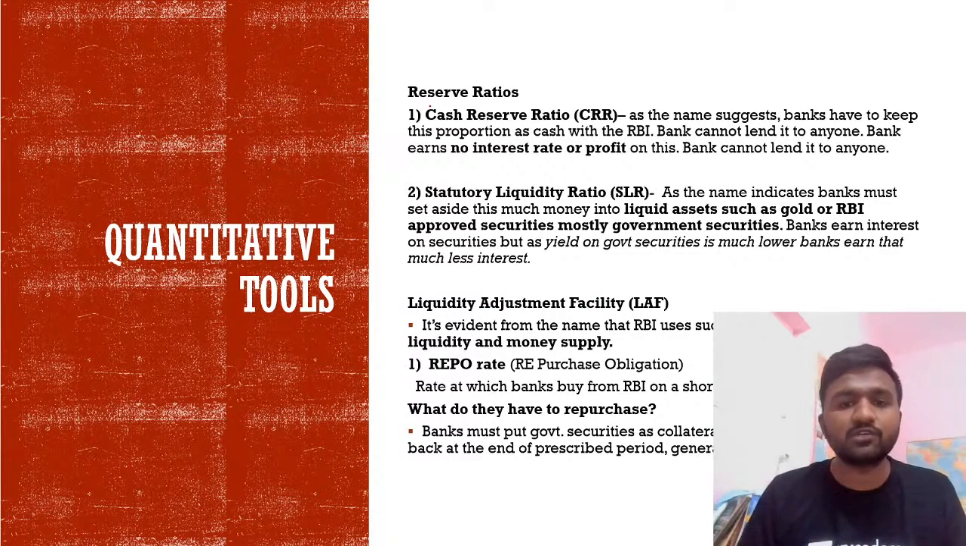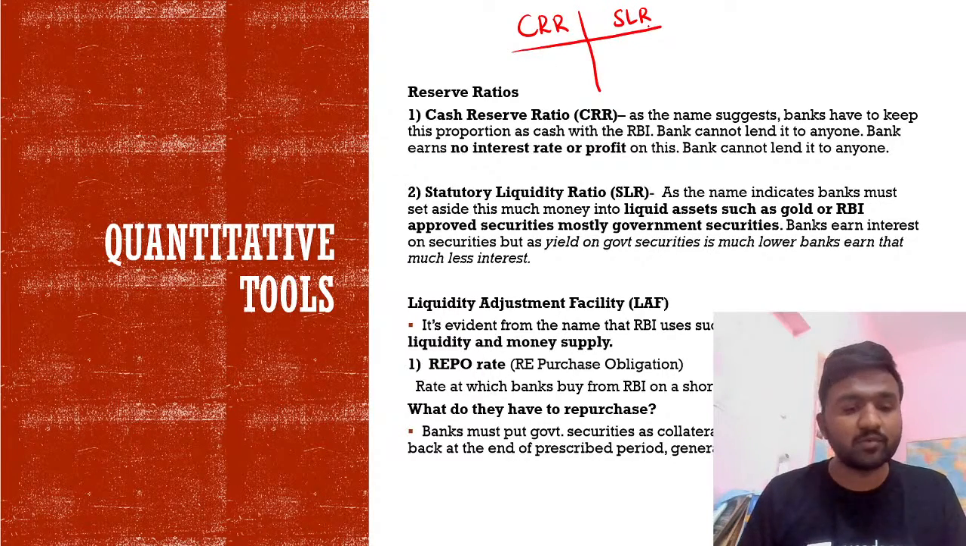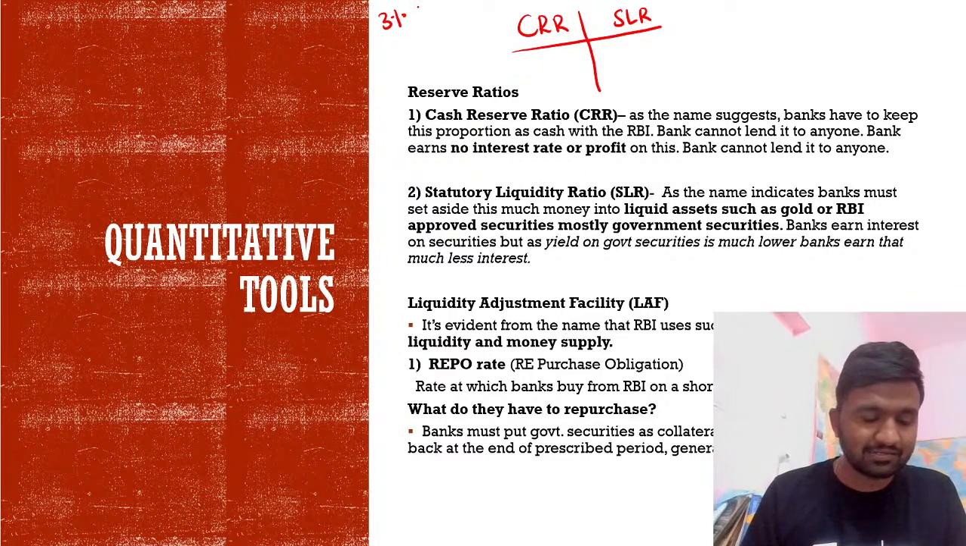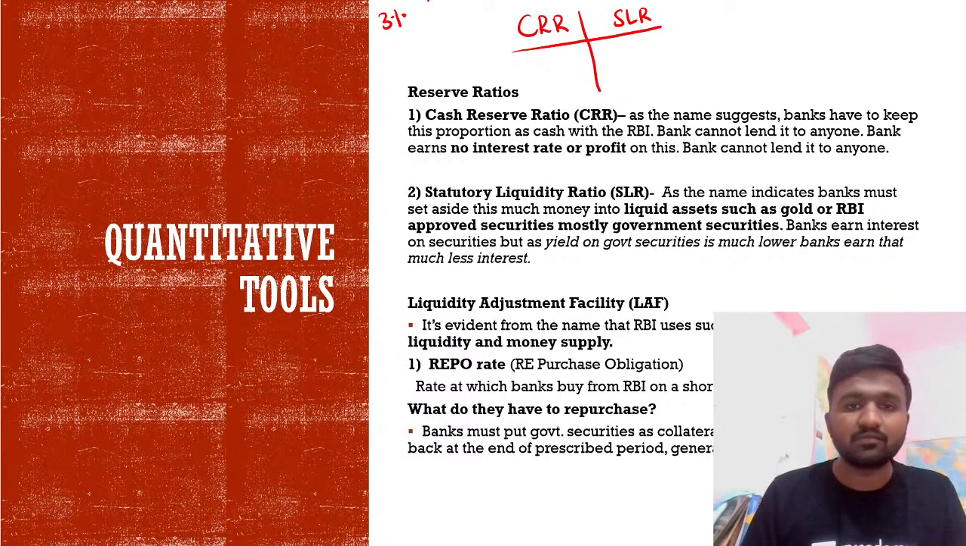Reserve ratios means two types. One is CRR, another one is SLR. Remember this, there is a good difference between CRR and SLR. Current CRR is 3%, current SLR is around, no need to remember the exact number, around 17%.